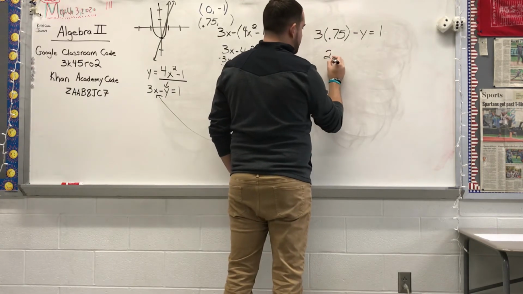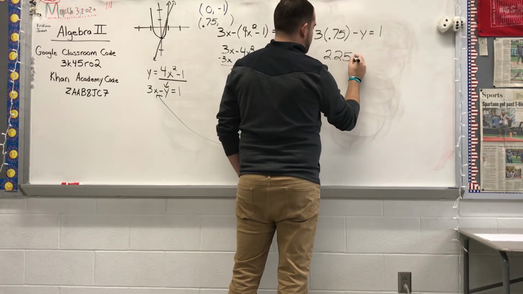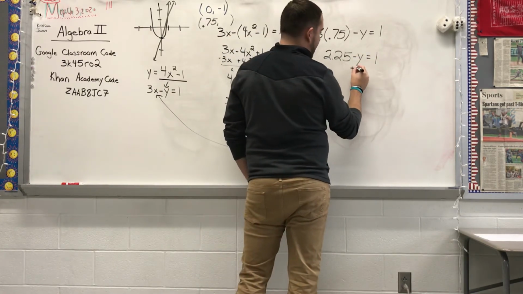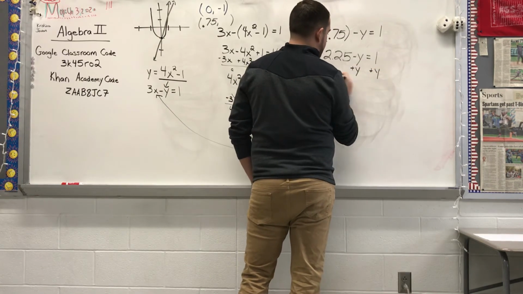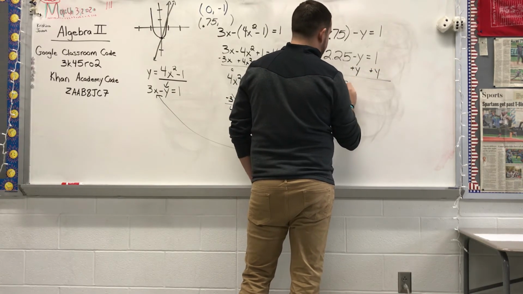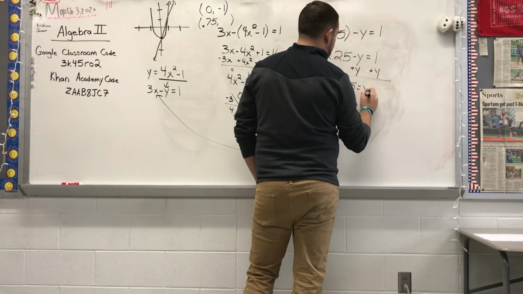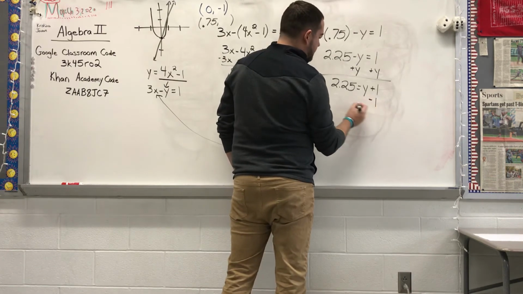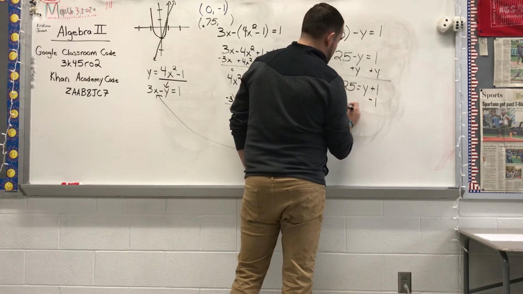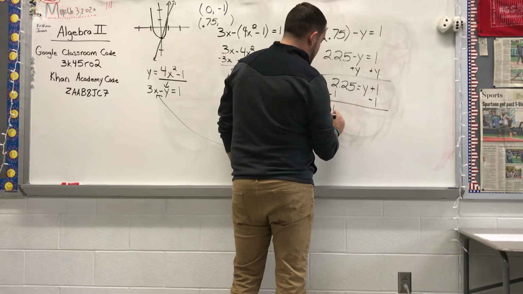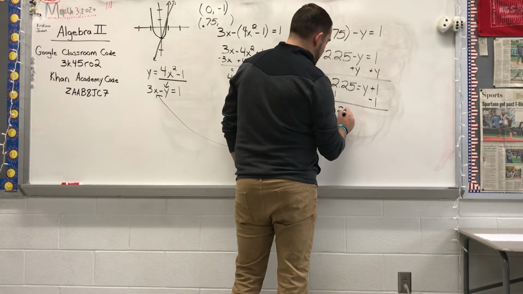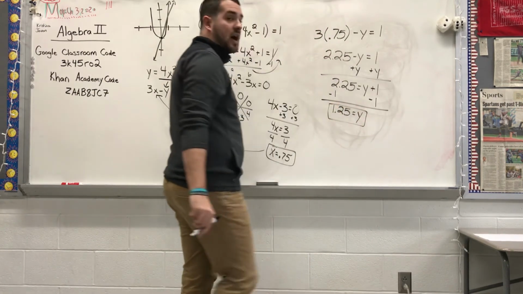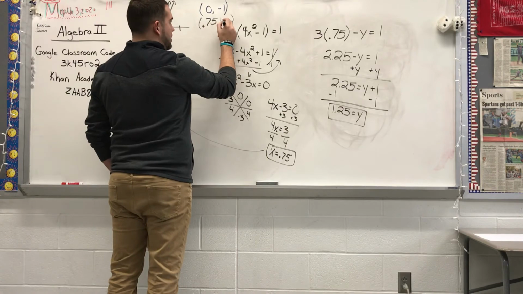We do that math here. We're going to get 2.25 minus y equals 1. Now we want a positive y, so the easiest way to do this is add y to the other side. We have 2.25 equals y plus 1. We want to get y by itself, so we're going to subtract 1. And we'll have 1.25 equals y. So right there you have your y value. So your answer is going to be 1.25.